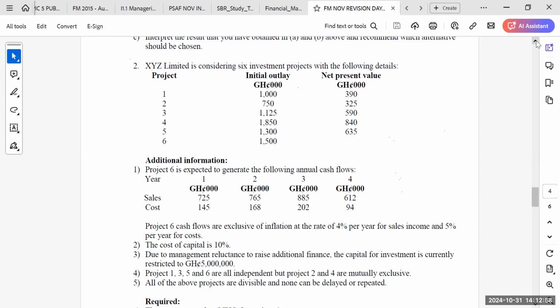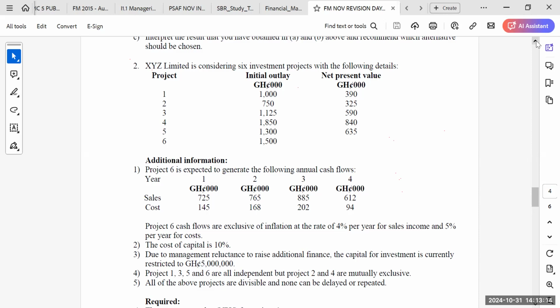They will ask you to calculate it. That is the 6 over here. We have to calculate the net present value of project 6, and they'll give you information on that particular one. So let's come here. Project 6 is expected to generate the following annual cash flows.